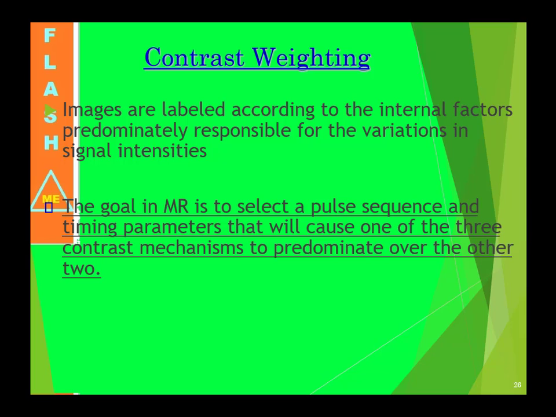The goal in MR is to select a pulse sequence and timing parameters that will cause one of the 3 contrast mechanisms to predominate over the other 2.